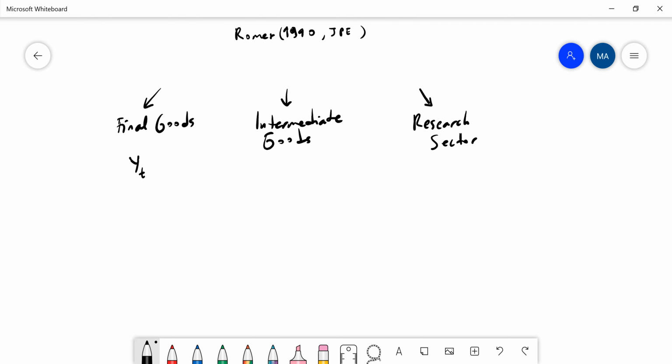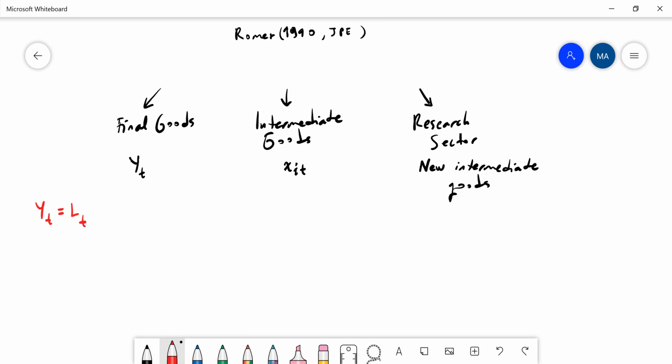Here in the intermediate goods sector, we denote these goods by X_it, right? So each i is a particular machine. And in the research sector, we develop new intermediate goods. Okay. So if you write the production functions, here we have something like this.